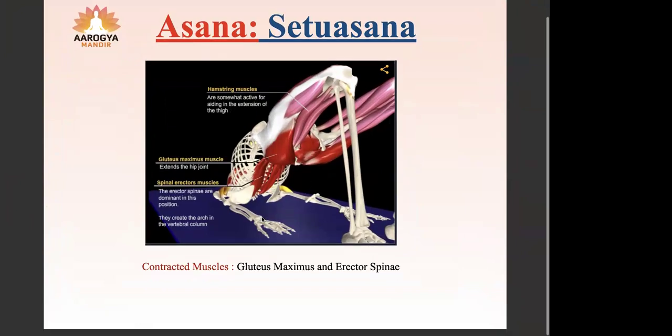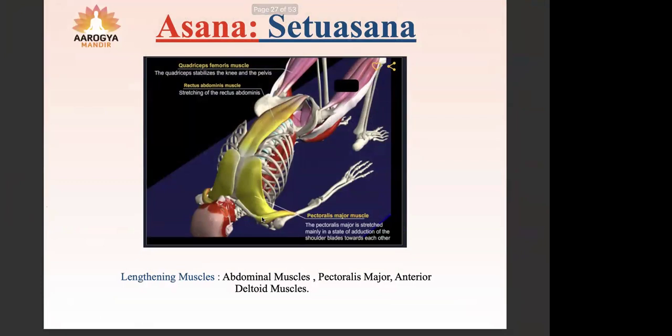Now coming to the muscles which are getting stretched over here. So you can see the rectus abdominis muscle which is getting stretched. You can see this pink muscle. I had earlier told red contraction, yellow stretching, and pink is stabilizer. So here quadriceps is stabilizing.